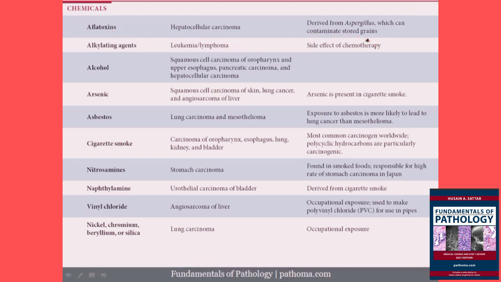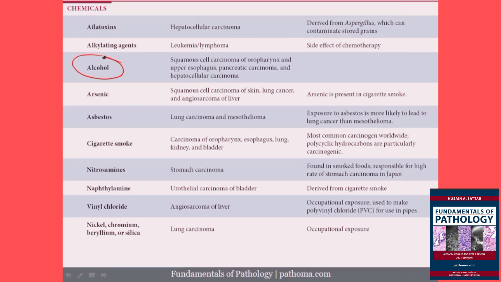The next of the chemicals that is important is alcohol. Alcohol is a carcinogenic agent. It is related to squamous cell carcinoma of the oropharynx. You know that the two major risk factors for development of oropharyngeal carcinoma, i.e. carcinoma of the throat and the mouth, are both alcohol and tobacco. And so that's an important association. Similarly, alcohol is related to squamous cell carcinoma of the upper esophagus.